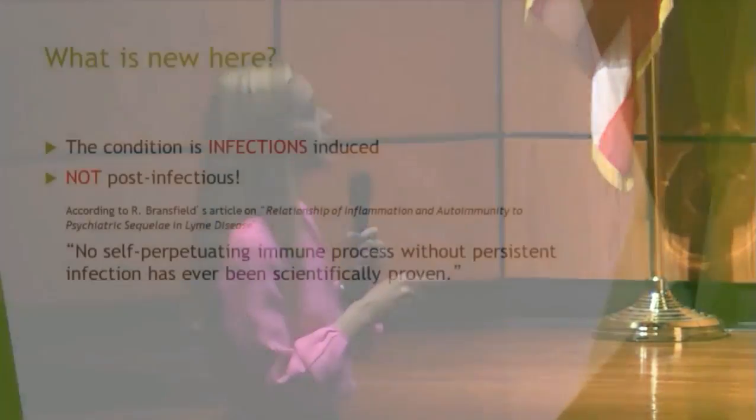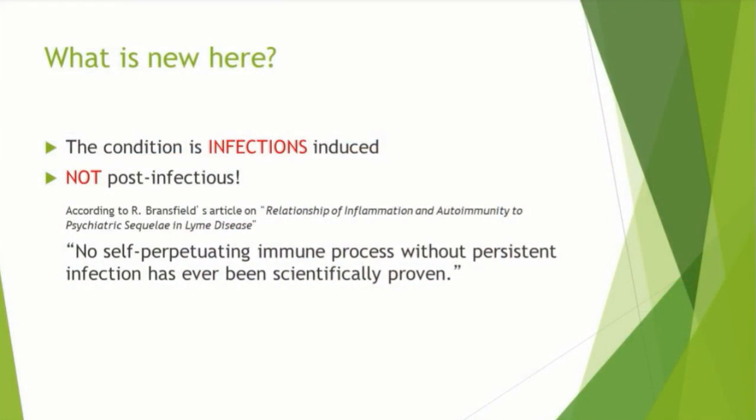Before I was doing this talk, maybe 6 or 12 months ago, I was doing a little bit of research and have heard Dr. Bransfield speak a number of times and reviewed some of his literature. What he says in this specific publication, which I really loved, and I think it points out what I'm trying to say here, is the fact that no self-perpetuating immune process without persistent infection has ever been scientifically proven.